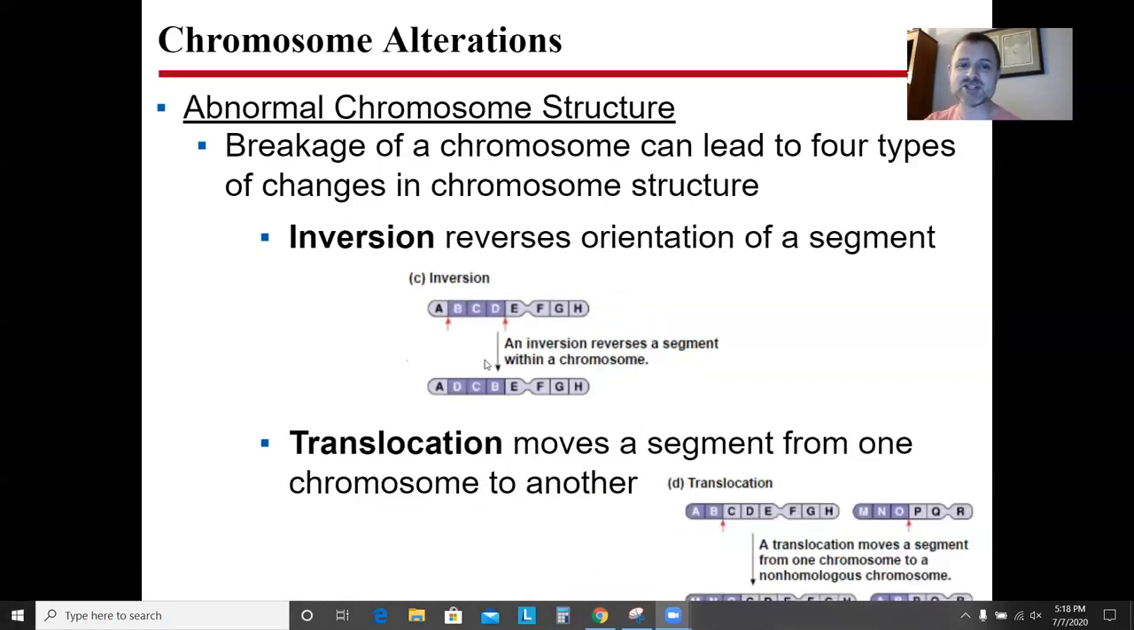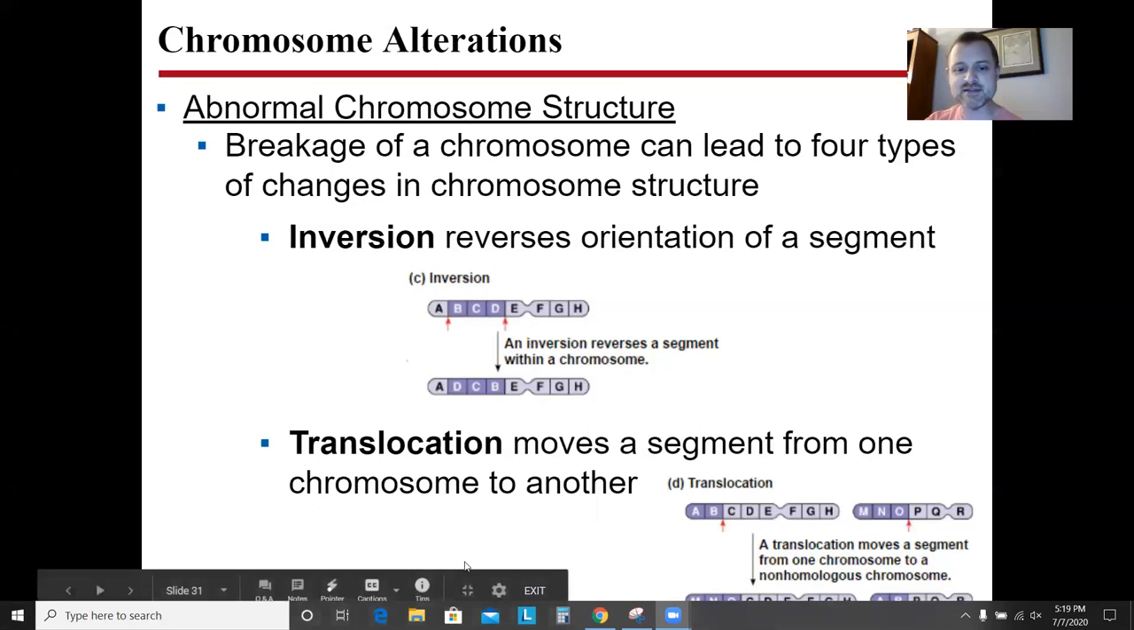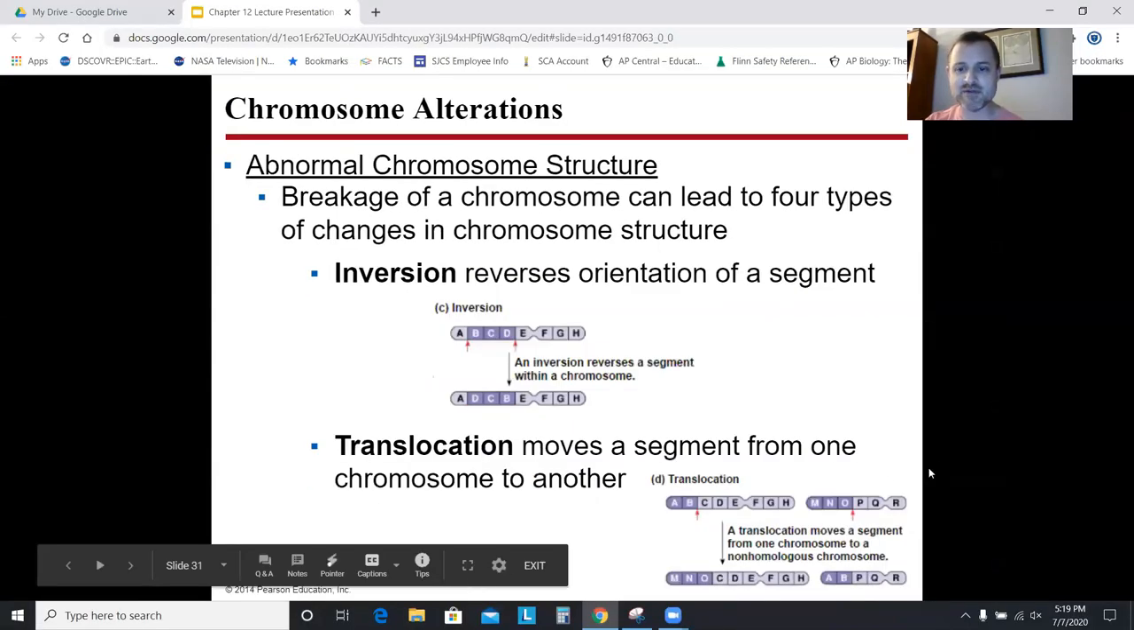An inversion is just when you take a segment and switch it backwards. How this happens, we'll see in a later chapter. The BCD went backwards. A translocation, I can't see this. Let's do, there we go, that makes it better.